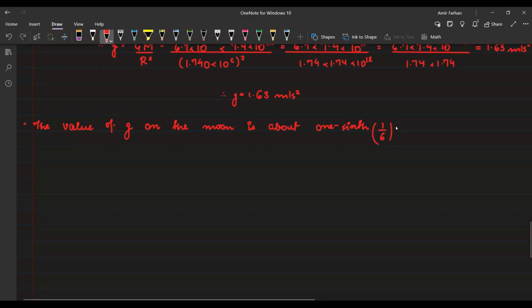Clear, all of you? The value of small g on the Earth.